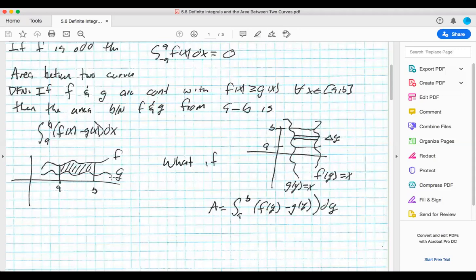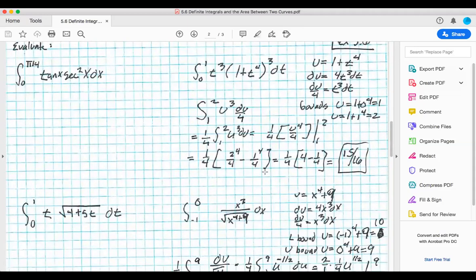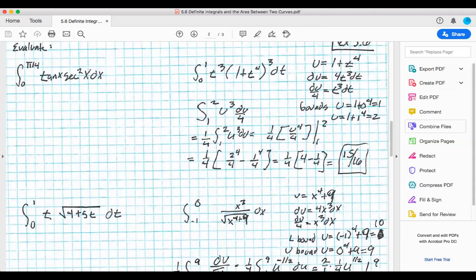Here, if we have top minus bottom, well, it's really the more positive y values minus the less positive or more negative y values, the larger minus the smaller. Same thing's true over here. If we have a function and we're going to integrate it in terms of y rather than in terms of x, we're going to have the right function minus the left function, and that's going to be true in general. So we're going to run through these problems really quickly. I'll do a couple.